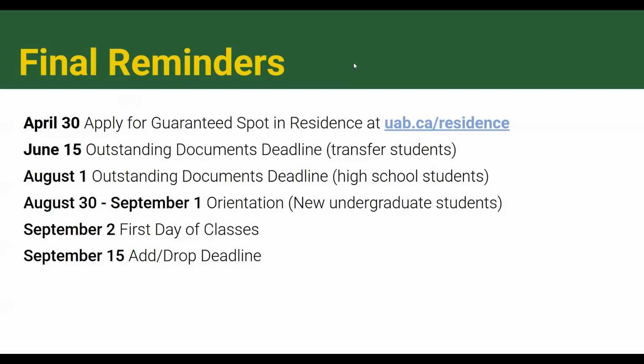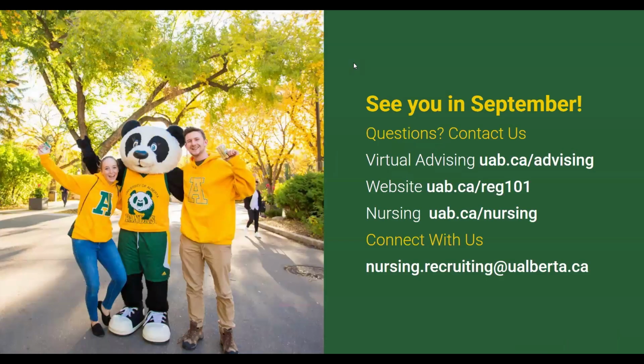Just some final reminders that I would like everyone to be aware of. April 30th is the deadline to apply for a Guaranteed Spot in Residence at uab.ca/residence. June 15th is the document deadline for transfer students. August 1st is the document deadline for high school students. There is a student orientation that happens from August 30th to September 1st, and I would recommend going if you are a new student to the U of A. Your first day of classes will start September 2nd, and the add and drop deadline is September 15th.